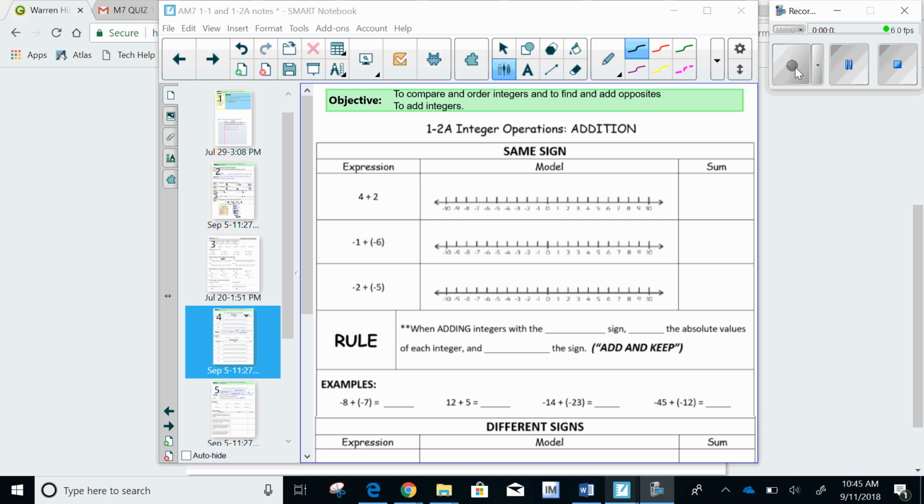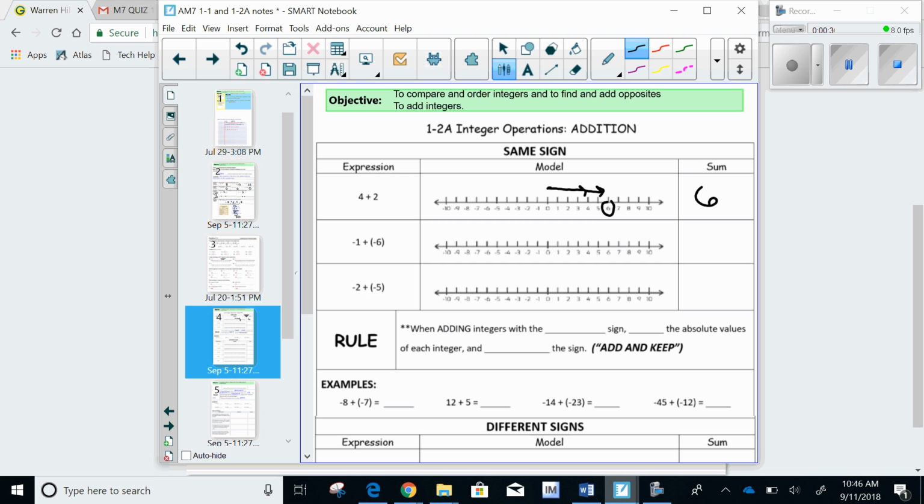So this is your 1-2A integer operations classwork. We're going to start by graphing our model on a number line. So we're going to start at 0 and move to the first number, which is positive 4. Then we're going to go from there based on the second number. So since we're adding positive 2, we're going to move 2 to the right because positives are to the right, and that's going to land us at a positive 6.